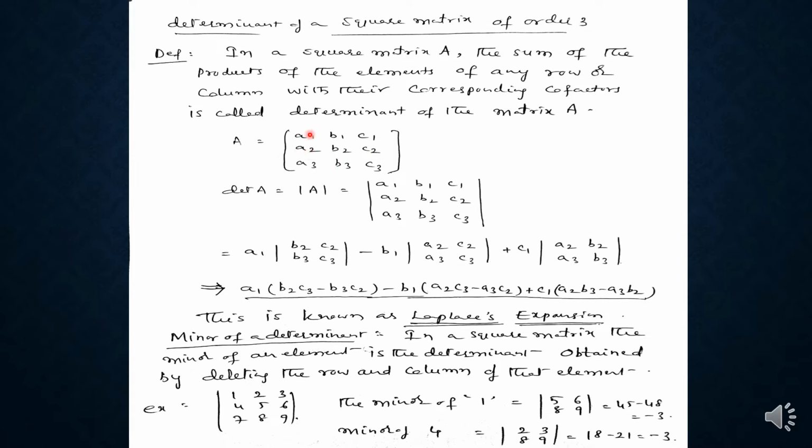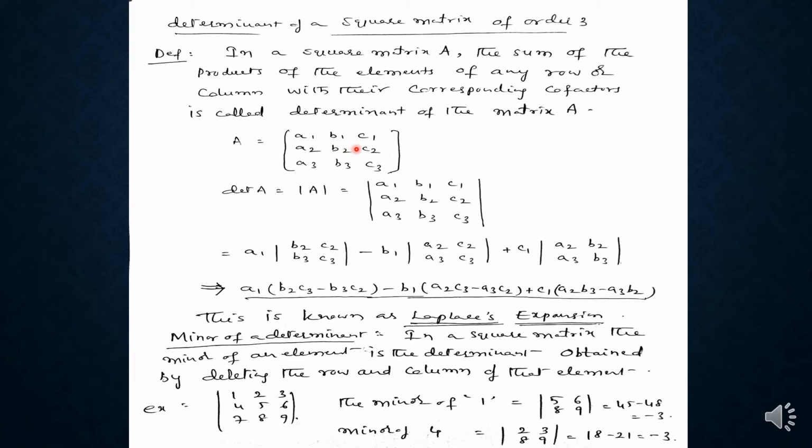Similarly, what is the minor of element B1? B1 is in the first row and second column. Imagine that we delete this first row and this second column. Then what are the elements left here? A2, C2, A3, C3. So take this determinant A2, C2, A3, C3. That is A2 C3 minus A3 C2. That is the minor of the element B1.